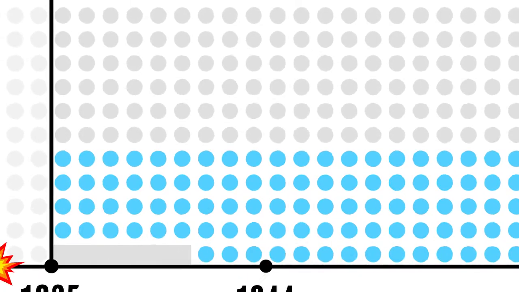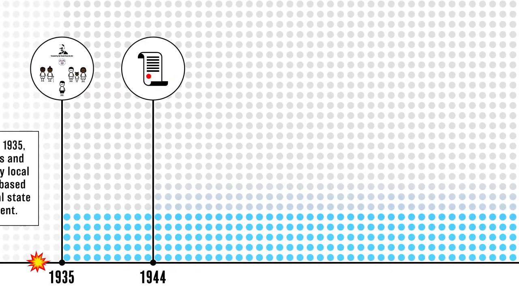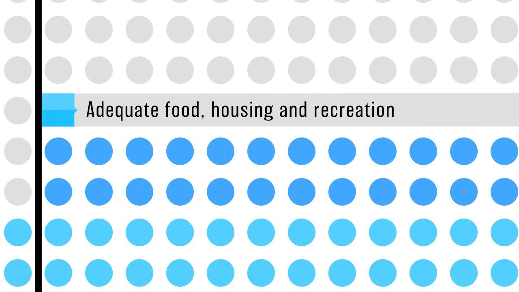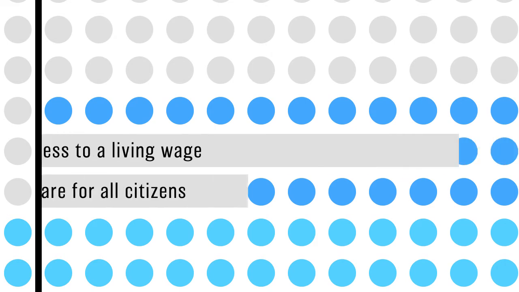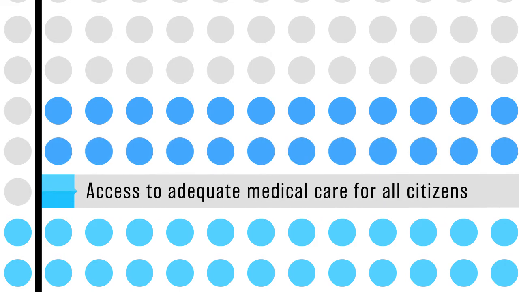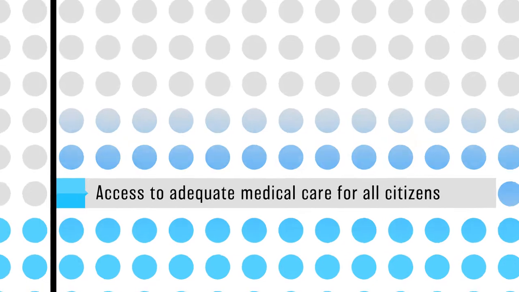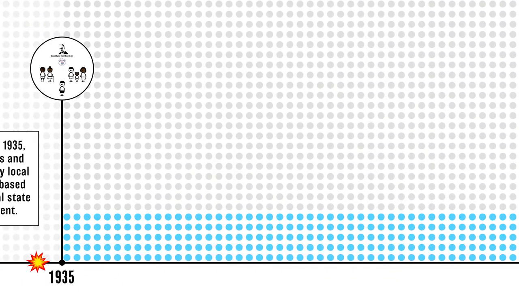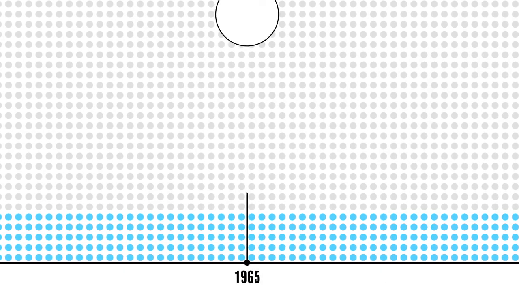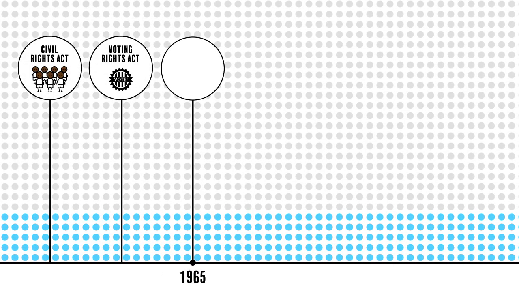During World War II, President Roosevelt turned his attention back to the safety net by proposing a second Bill of Rights, focused on providing adequate food, housing, and recreation, access to a living wage, and access to adequate medical care for all citizens. But Roosevelt died before he could realize this idea. In the 1960s, the safety net was expanded.